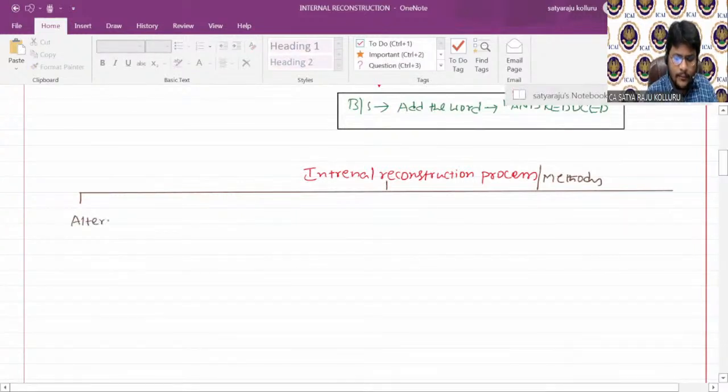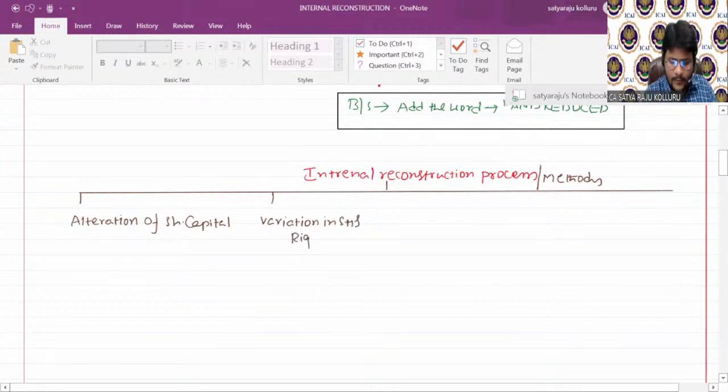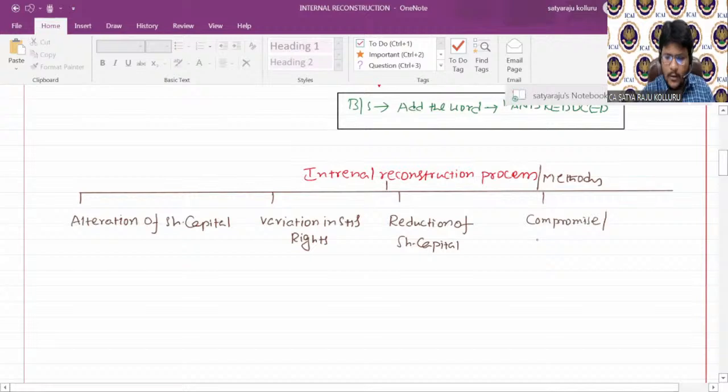Alteration of share capital, variation in shareholders' rights, then coming here, reduction of share capital, compromise or arrangement, and the last one is surrender of shares.